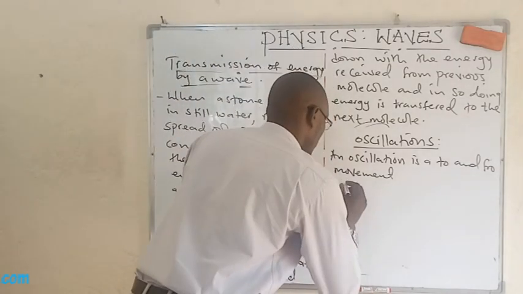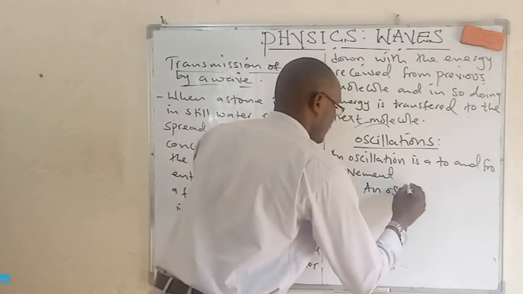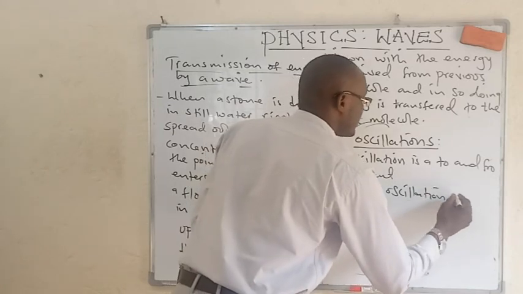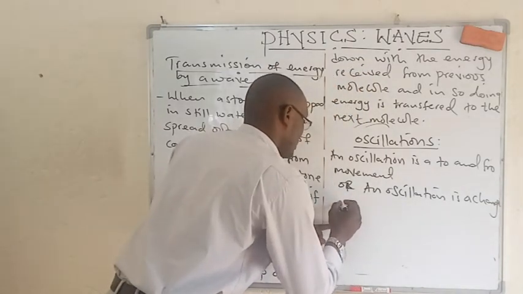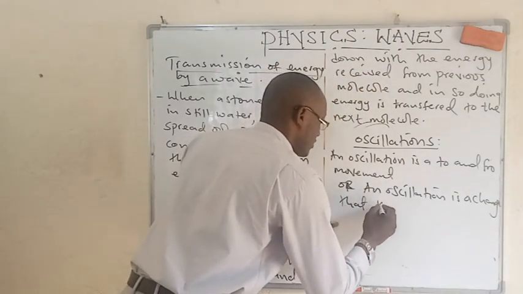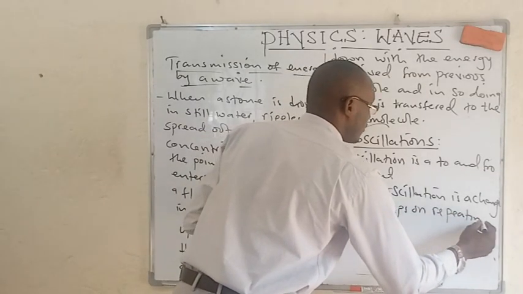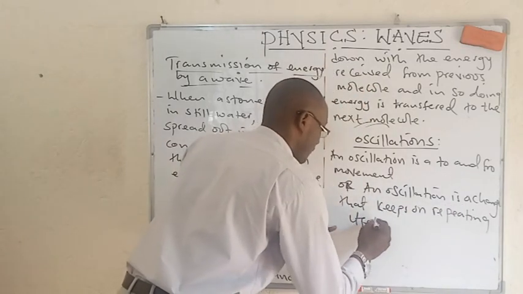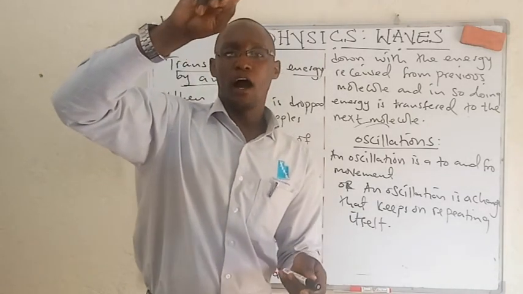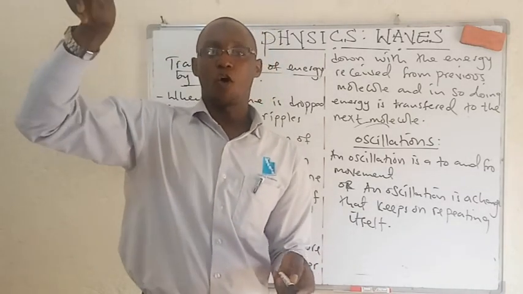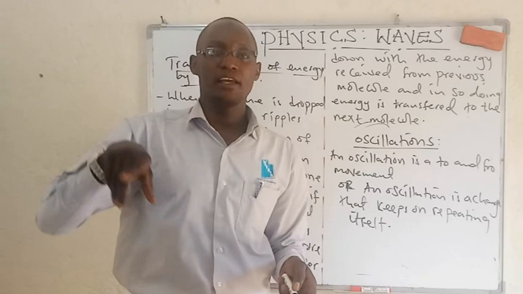So an oscillation can also be defined as a change in a medium that keeps on repeating itself. That's what we call an oscillation. For example, when a watch or a clock rotates, that is an oscillation. It is performing a particular oscillation.